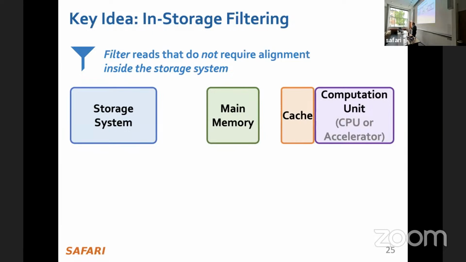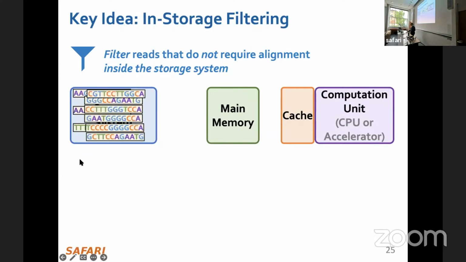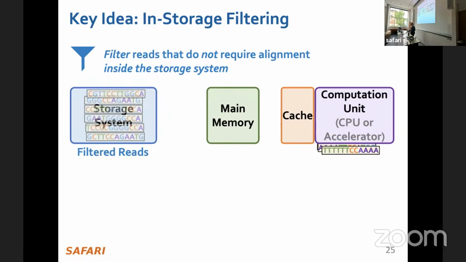So this work is called GenStore. The key idea is very simple. The key idea is to divide the tasks so that some computation is done over here, and hopefully little computation is done over here. Basically, the key idea is filtering again. Filter the reads or sequences that are coming in that do not require expensive alignment inside the storage system. Basically, do some of the computation over there so that you move a little amount of data over here. And the hope is that you find easy-to-align things over here and do the more complex tasks over here. That's the idea.